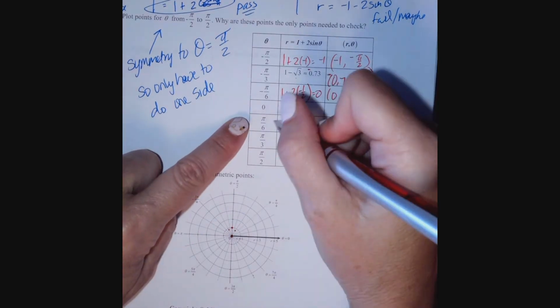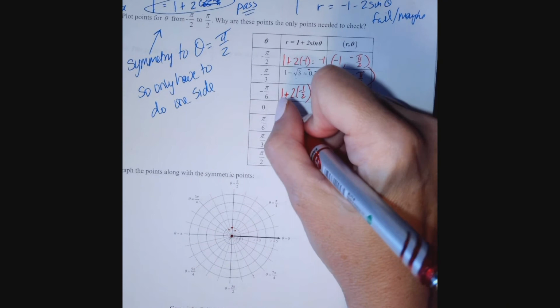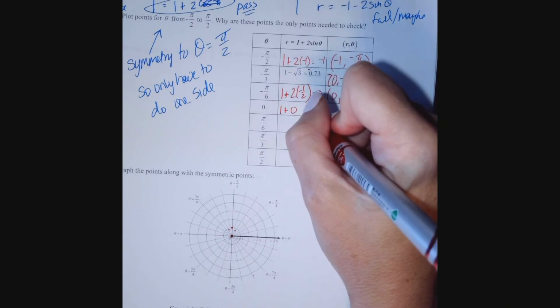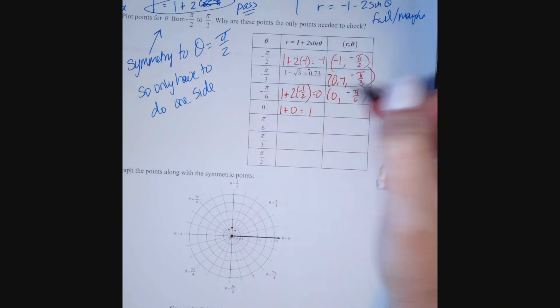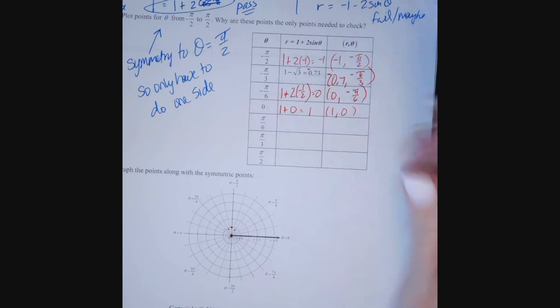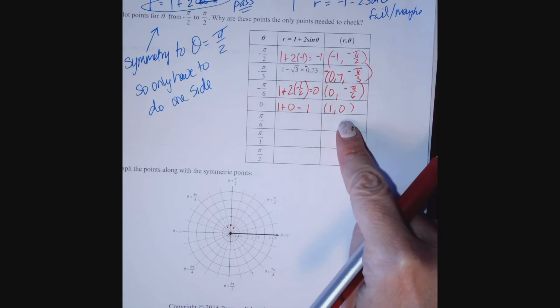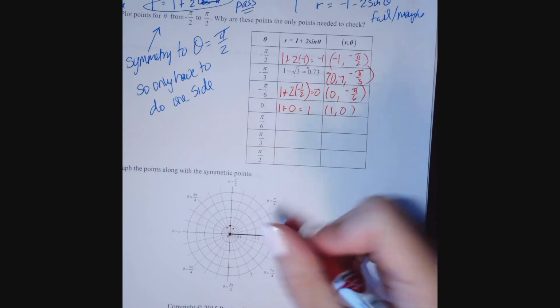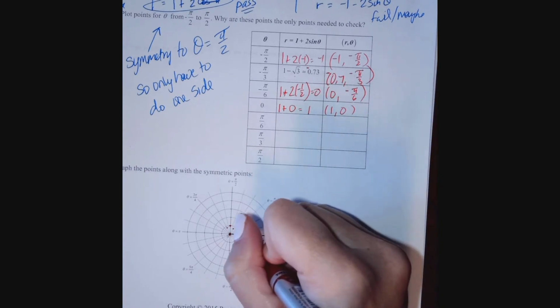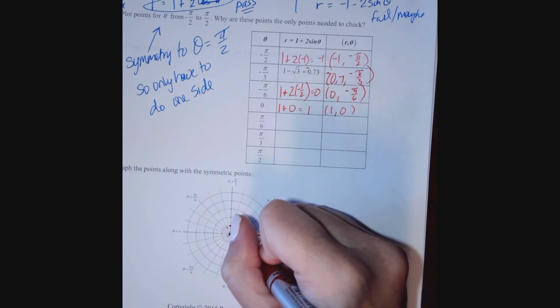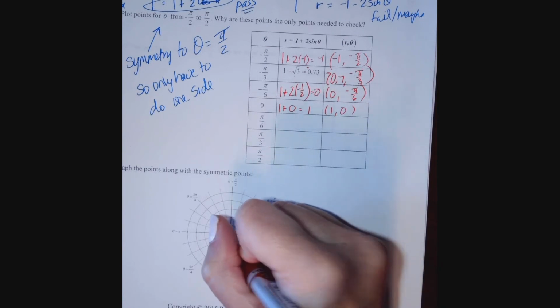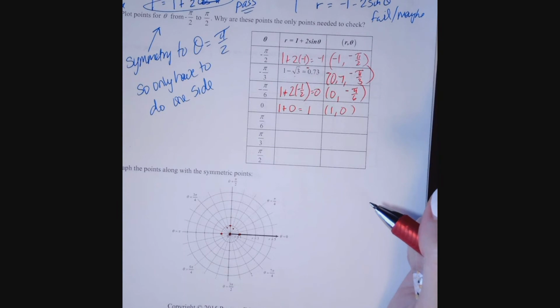Okay, so at 0, I end up with 1 plus 0, which is a positive 1. So at the angle 0, I am at positive 1. So at 0, I am over here at 1, and that is going to reflect across over here. Okay.